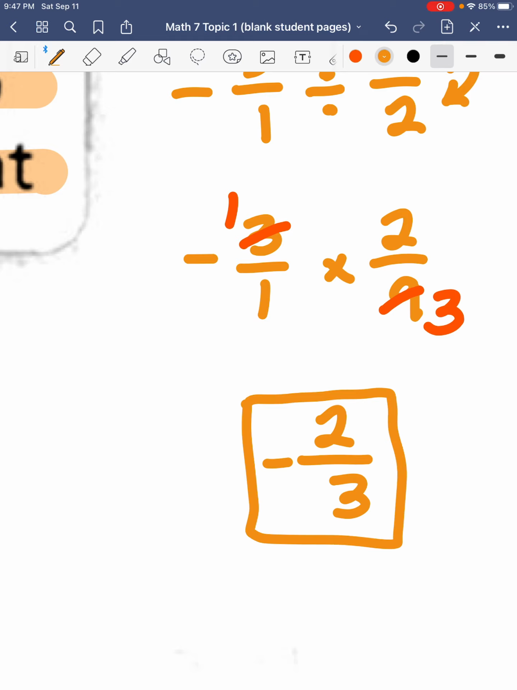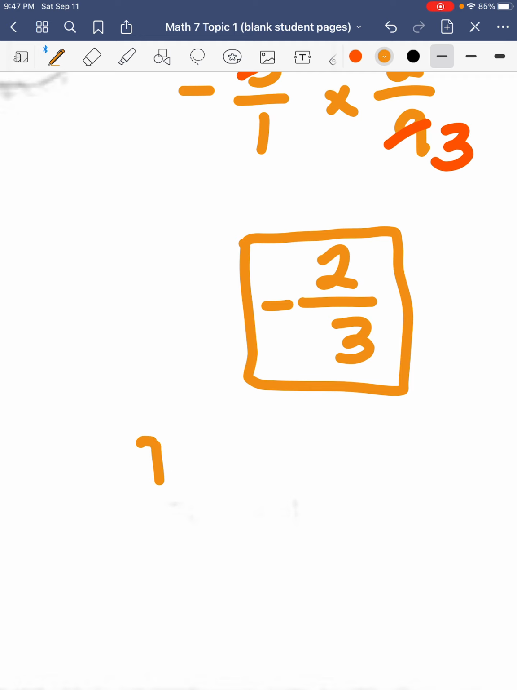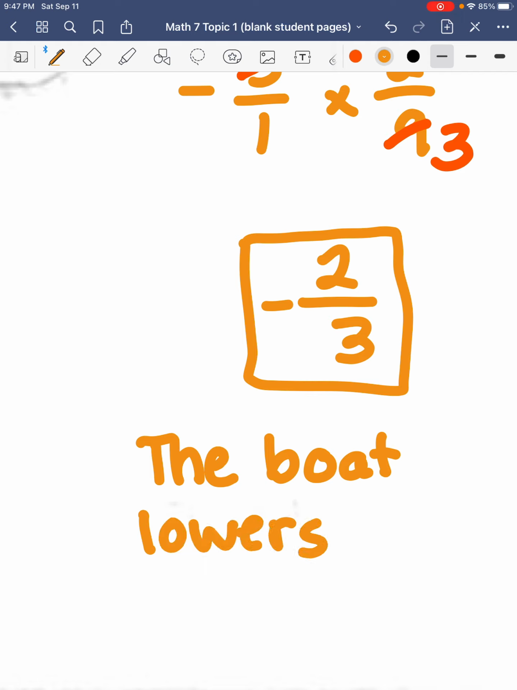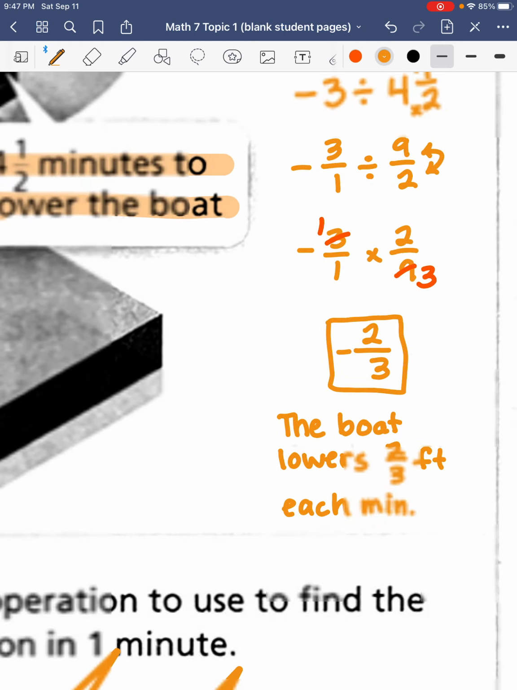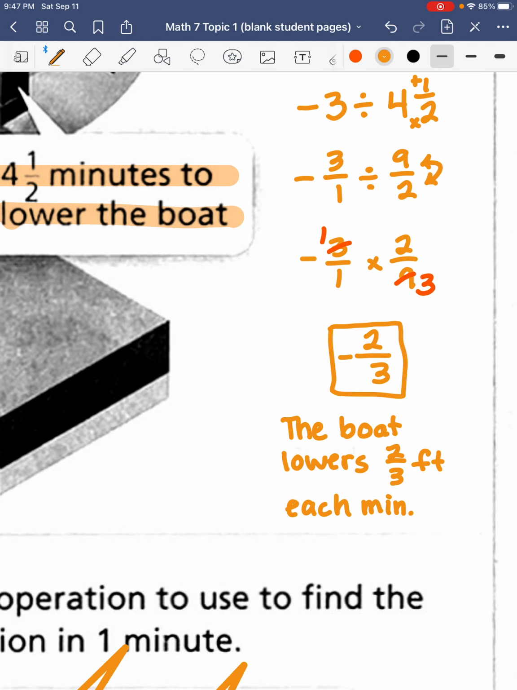Now what does that mean? It means that the boat lowers 2/3 of a foot each minute. The boat lowers 2/3 of a foot each minute.